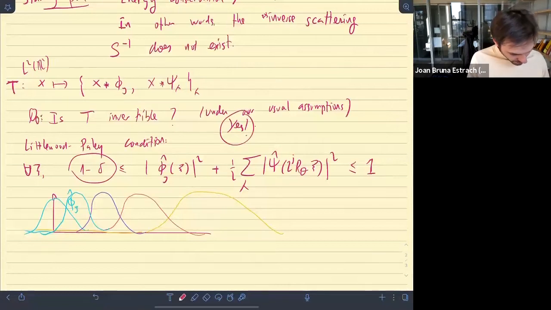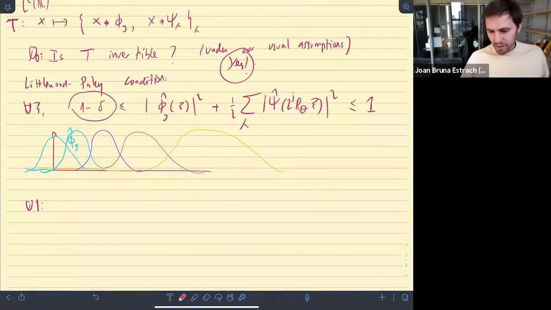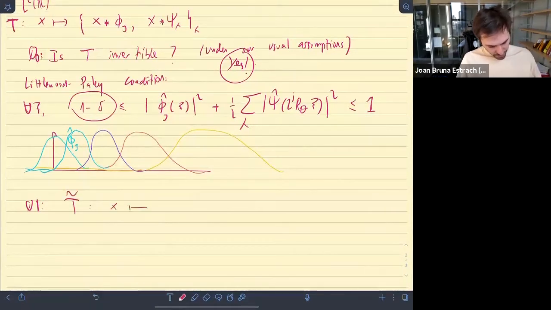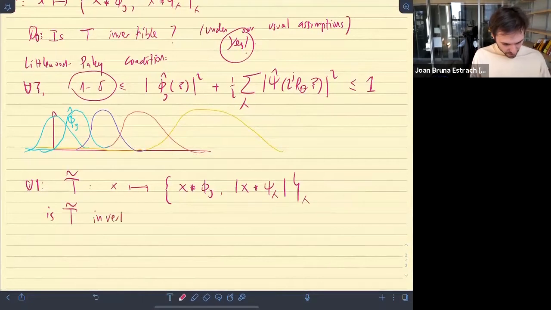That was Q0. Then there's Q1, and now I'm going to make the game a little bit more interesting. I'm going to go from the operator T to the operator T tilde, which goes from X. Now I'm going to have the same low frequency, and I'm going to remove the phase of the wavelet transform, so I'm just looking at the modulus of these. And I ask the question again: is T tilde invertible? What do you think?